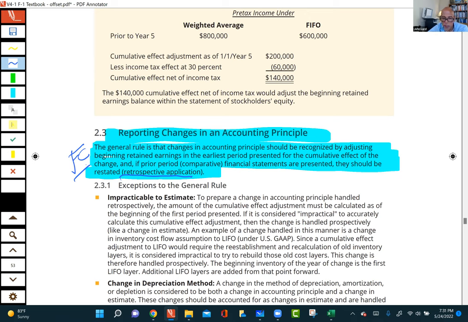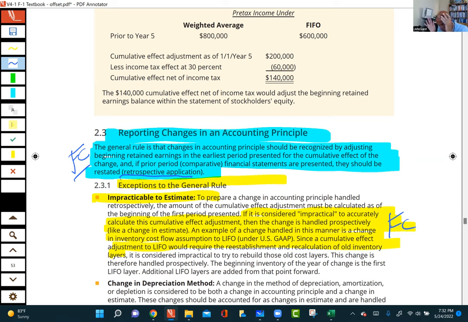Okay, so that was what we just looked at. Let's look at a couple of exceptions to the general rule. If it is impractical to estimate the cumulative effect adjustment, then the change is handled prospectively. We don't have to do a restatement of any periods presented. An example of a change handled in this manner is a change in inventory cost flow assumption to LIFO from any other method, since the cumulative effect adjustment to LIFO would require reestablishment or recalculation of old inventory layers. Go ahead and flashcard that, including the specific example of LIFO, because I think the standard setters called that out as an example of this impractical to estimate.